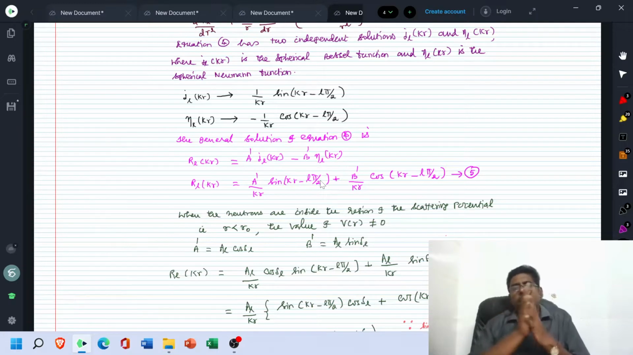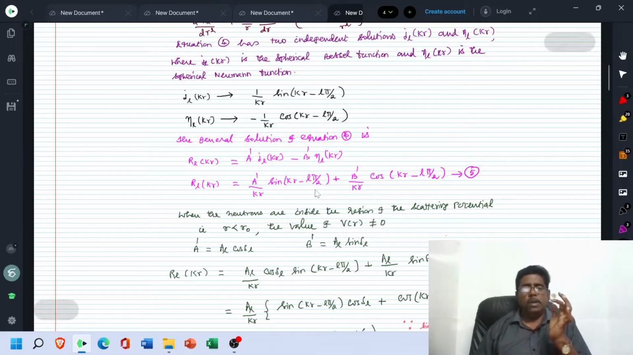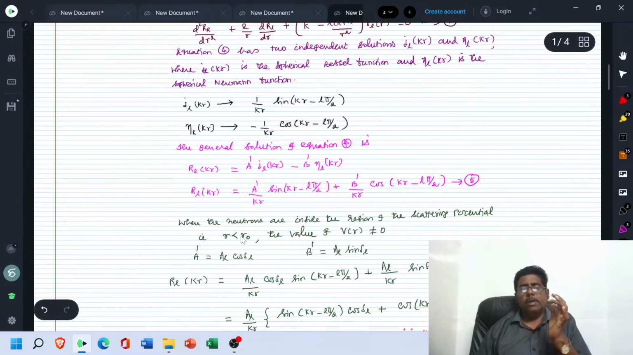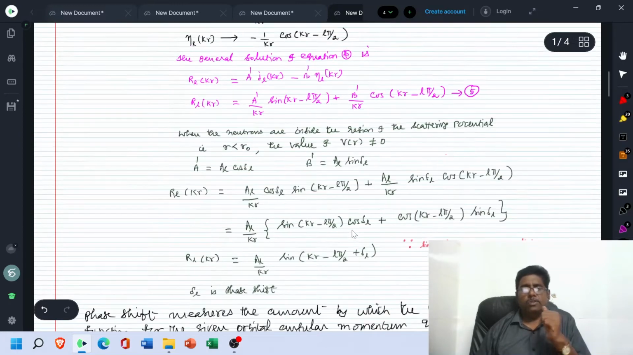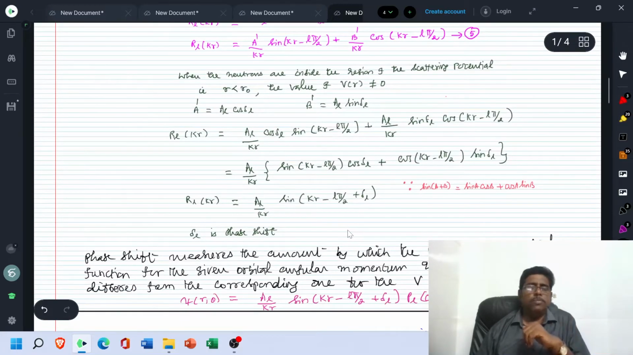Now consider the neutron beam in the vicinity of the proton, which means that the distance of separation between the proton and neutron is lesser than the range of the nuclear force. It is R less than R0. The effect of the potential is taken into account. V of R is not equal to 0, it has some value.